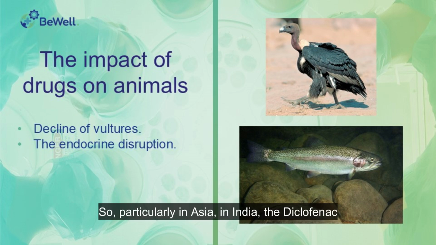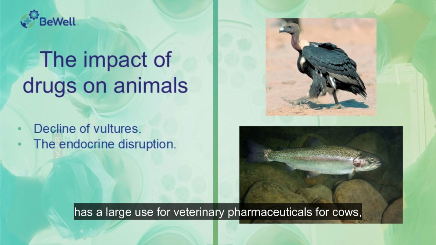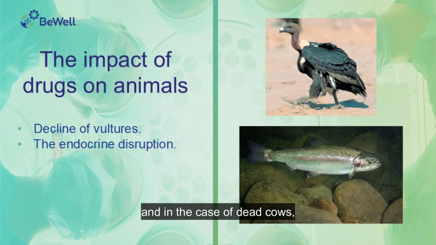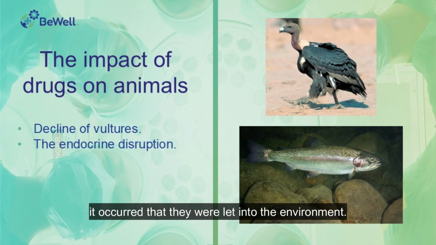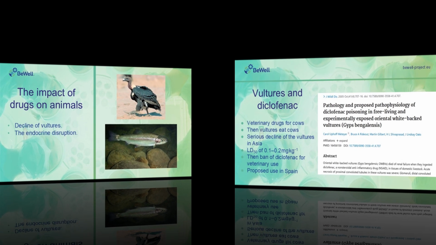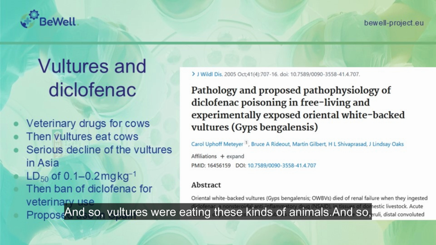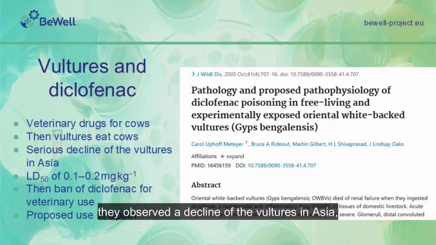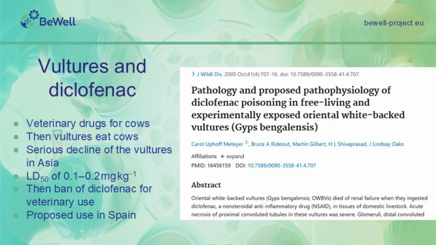Particularly in Asia, in India, diclofenac has a large use as a veterinary pharmaceutical for cows, and in the case of dead cows, it occurred that they were left in the environment. Vultures were eating these animals, and so a decline of the vultures in Asia was observed, because vultures are very, very sensitive to diclofenac.